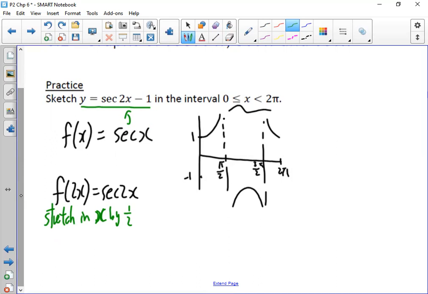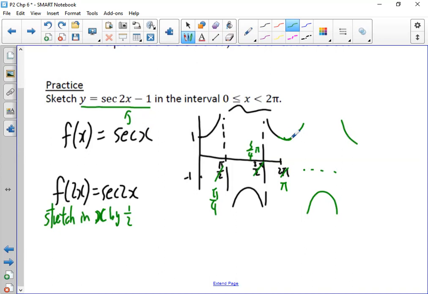So x coordinates by a half means, now using a pencil, pi over 2 becomes pi over 4, 3 over 2 pi becomes 3 over 4 pi, and this 2 pi becomes pi. In other words, we've got another cycle going on in here. Okay, that means we have another cycle in there. So this is just a draft.